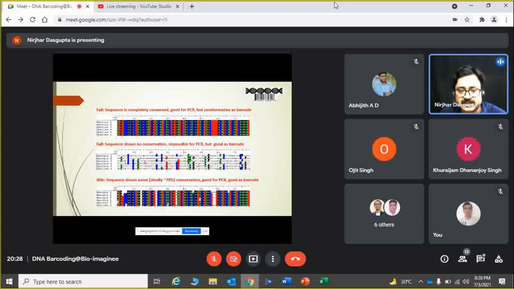Now, if you come to the second example, here you have a huge amount of diversity. Too much diversity, again, may be good for your barcoding, but this is impossible for PCR because you cannot design a primer. If you design a primer for this, there is no guarantee the others will be amplified. So this one is good hypothetically for barcoding, but it is not good for the process of barcoding or for PCR.